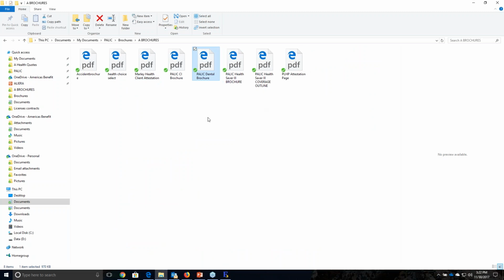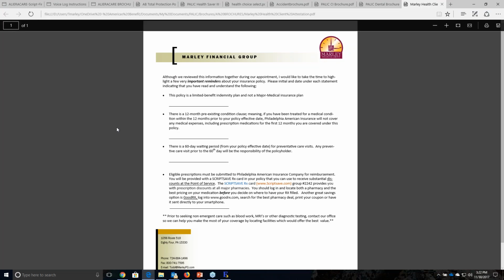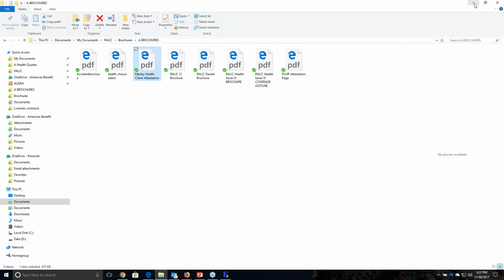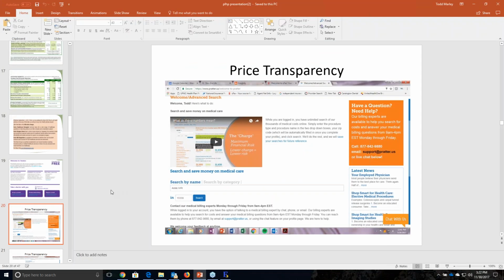Accident, health, short-term. Okay. I typically have the client sign some kind of an attestation. Right? This is a limited benefit policy, not a major medical plan. There's a 12-month pre-existing. And again, this is just kind of a CYA. Okay. So that's kind of all the brochures.